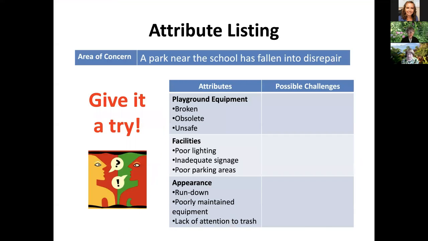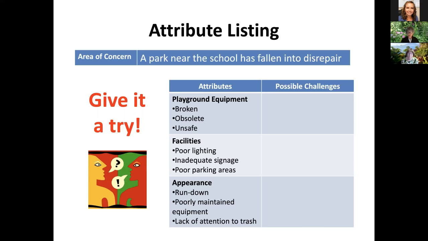We're going to give it a try with this area of concern, that a park near the school has fallen into disrepair. And so looking at the attributes of the park, they thought of the 3 main ones: the playground equipment, the facilities, and the appearance. And then for each, they thought of some sub areas: that the playground equipment was broken, obsolete, and unsafe. The facilities had poor lighting, inadequate signage, and poor parking areas. And the appearance: rundown, poorly maintained equipment, and lack of attention to trash.